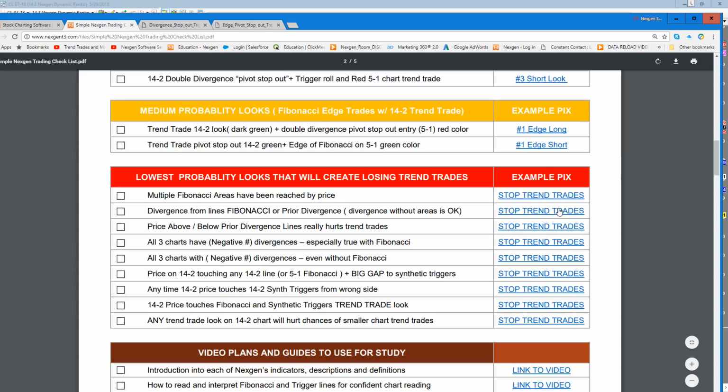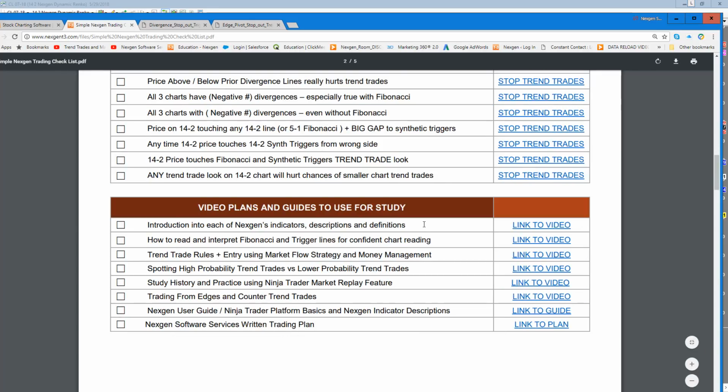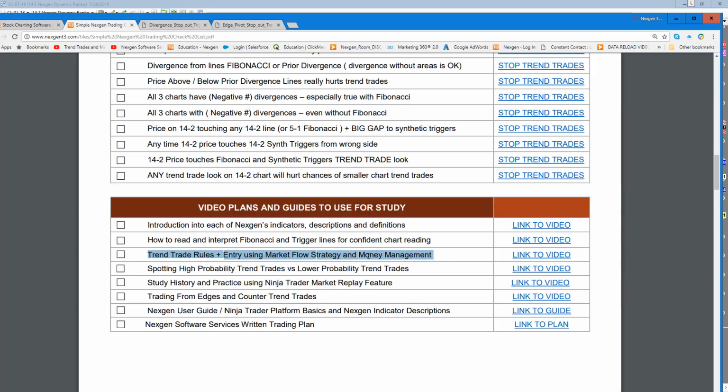And then you just have to learn these things right here that will tell you when to stop doing a trade, which is where I have the white boxes. And again, on this page, I've got all the resources you need: introduction to the indicators, how to interpret Fibonacci's and trigger line reading, the rules, how to get your actual entry, how to manage the trade perfectly, spotting high probability versus low probability trend trades, how to go back in history and study, which we're basically doing right now. And then obviously the user guide and indicator descriptions and NinjaTrader basics, and then the trading plan, which we're in now.